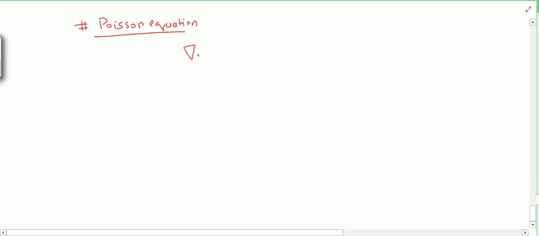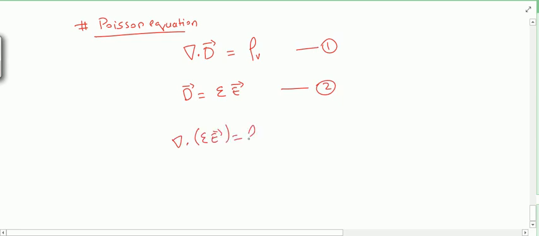So let us see what the Poisson equation is. As you know from Maxwell's first equation, del dot D equals rho v, and you also know that D equals epsilon E. Suppose this is the first equation and this is the second equation. If I put the D value here, it will be del dot epsilon E equals rho v. Now you know that E equals what?